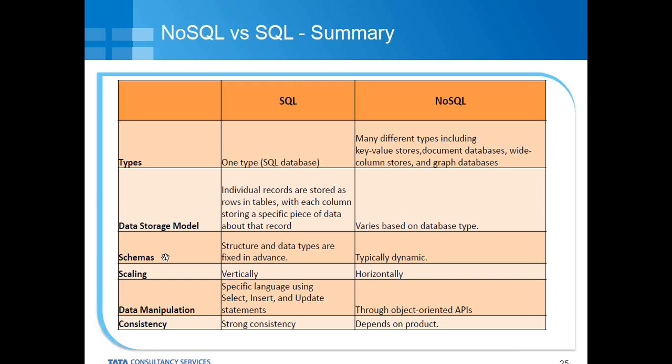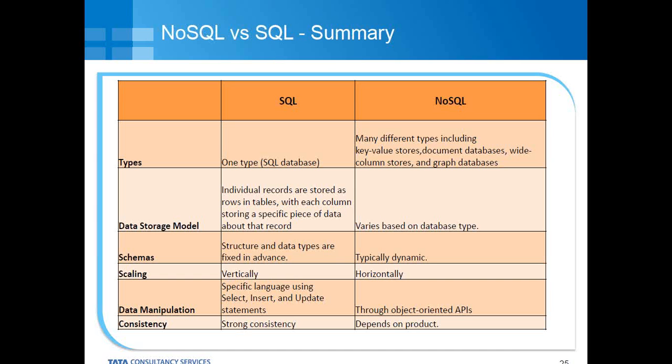Looking at the schema comparison, in the case of SQL, the structure and the data types are completely fixed in advance. So whenever there is a need to change, you have to go for downtime and change it completely. Suppose we have to add a column, we completely change the schema, and it has to be replicated across the other systems as well. In the case of NoSQL, it's predominantly dynamic. If we have to add one more column or one more instance of data, we just edit the document.